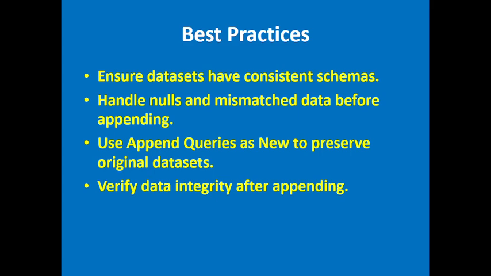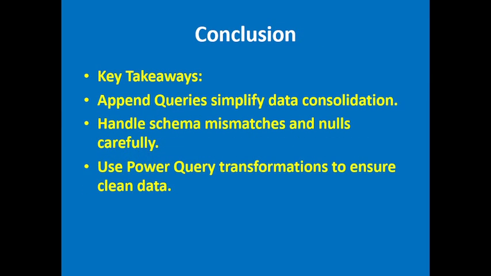So we have to verify everything after appending our data, like is it coming as expected per the destination. So we have to check that. Okay, so what are the key takeaways here? Append query simplifies data consolidation. It handles schema mismatches and nulls carefully. Use Power Query transformations to ensure and clean data, right?